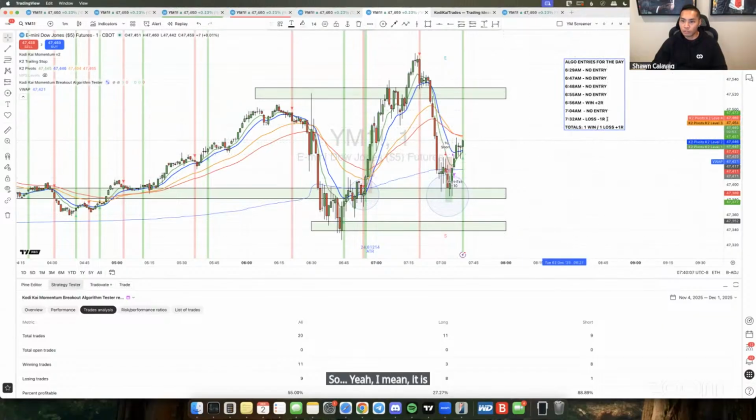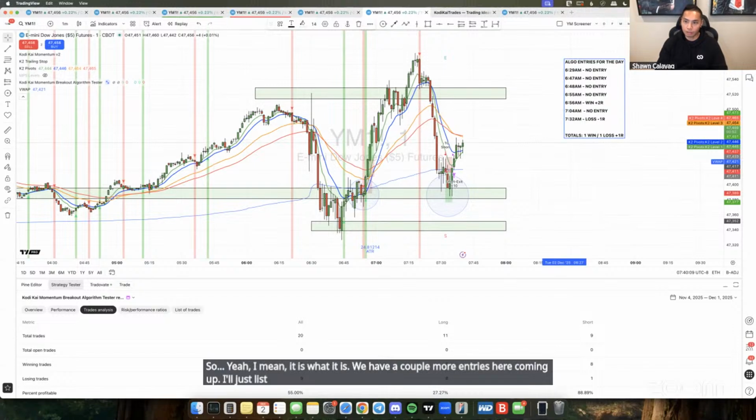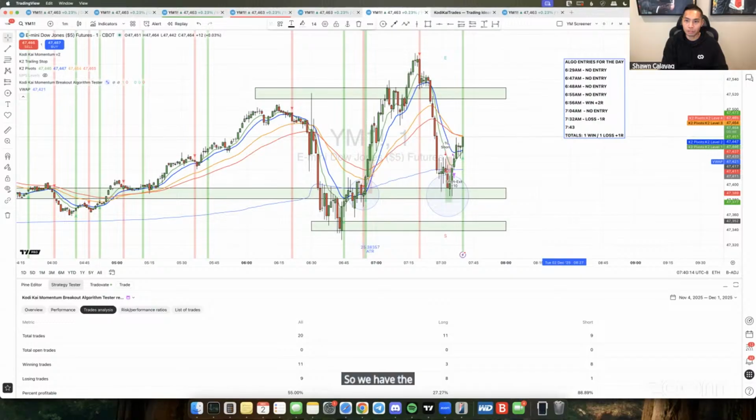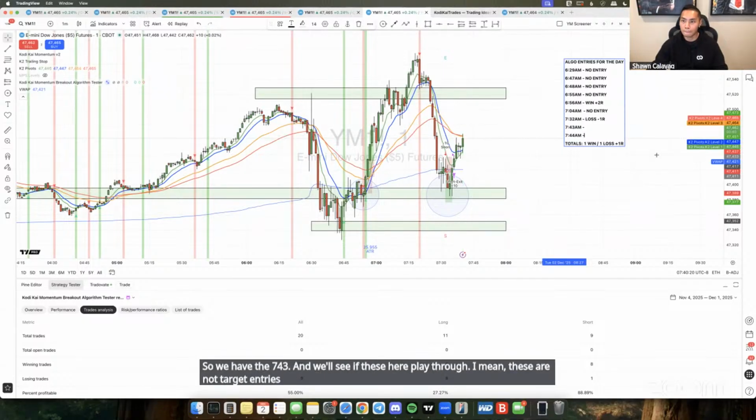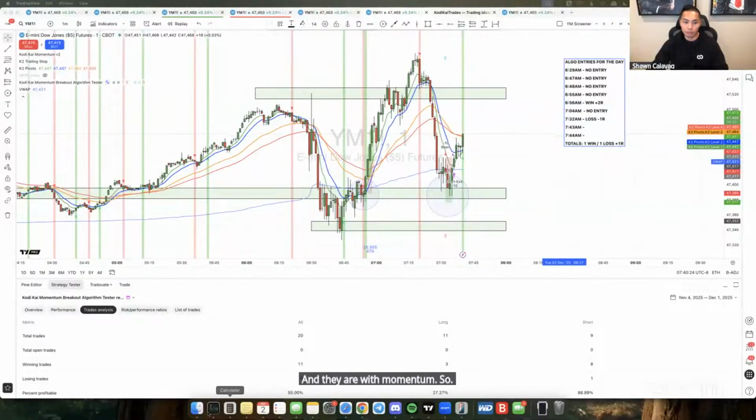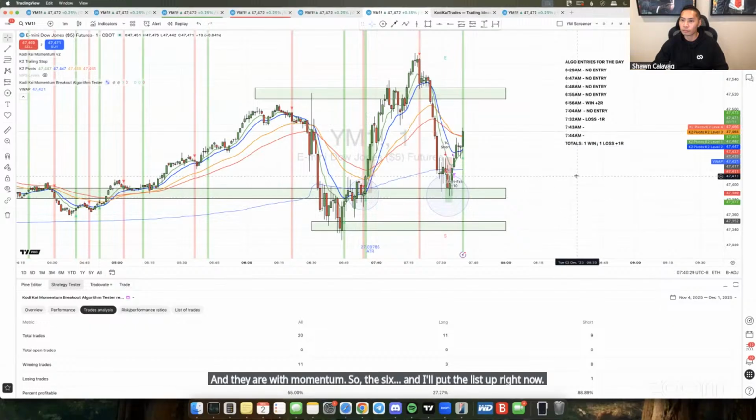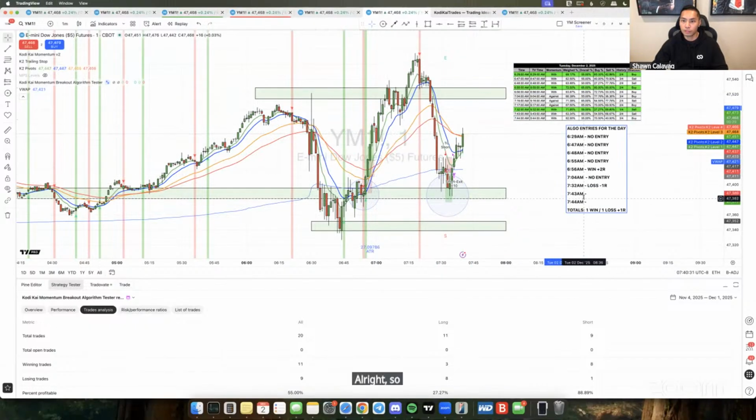We have a couple more entries here coming up. I'll just list them on here. I don't care to hide them right now. So we have the 743, and we'll see if these here play through. I mean, these are not target entries, but they are listed and they are with momentum. So the six here, and I'll put the list up right now. All right, so here's a list of entries.